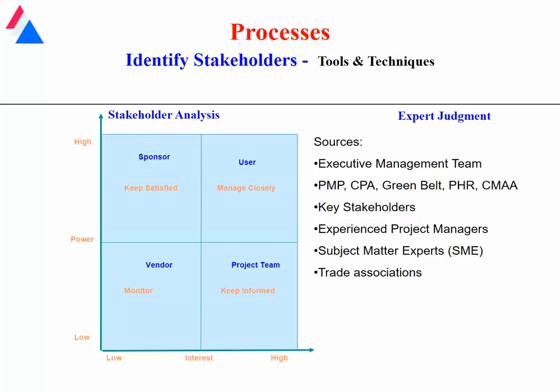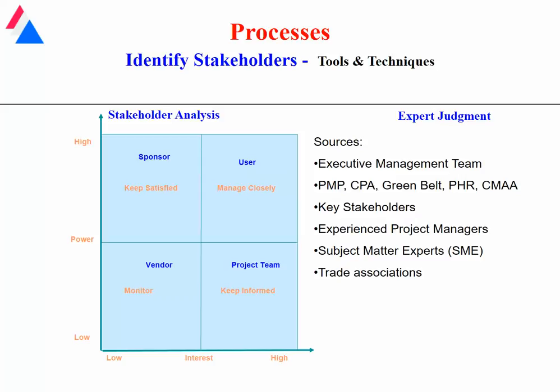There are certain tools and techniques that are used, one of which is the stakeholder analysis, which basically ranks the different stakeholders in terms of power and interest. Those that have high power and high interest, like the user community, you need to manage them very closely. On the other hand, the project team would have low power and high interest. They would be kept informed as things move along. And of course, another tool would be expert judgment.